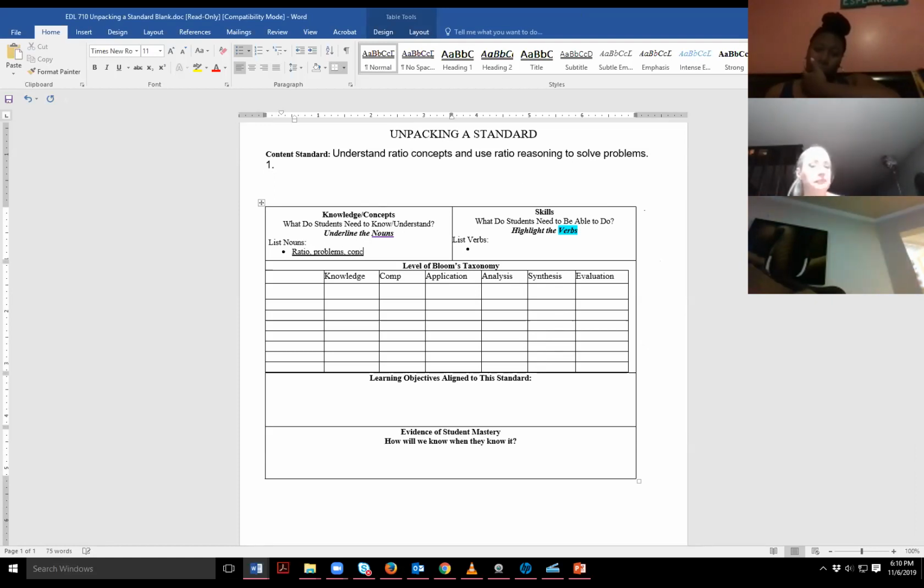Technically concepts. Okay, then I'm going to go over here and list my verbs. So what are my verbs? Well, I need to understand and I need to use. So if this is my standard, I have to decide what level of Bloom's taxonomy, not taxology, taxonomy, I was teaching students about taxes this morning, sorry, does it fall under? If I look specifically at my verbs, if I'm just asking a student to understand something, is that knowledge, comprehension, application, analysis, synthesis, or evaluation?